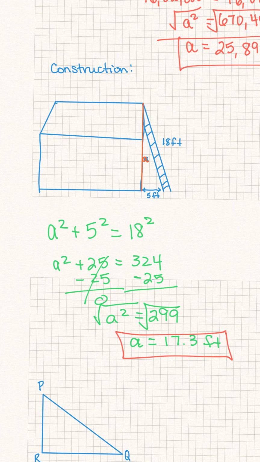Okay, so I did a squared plus 5 squared equals 18 squared. 5 squared equals 25, 18 squared equals 324. I subtract 25 from each side to get a by itself. A squared equals 299. The square root of each of those equals a, and approximately, I did have to round, 17.3 feet.